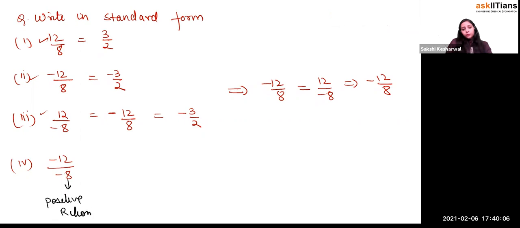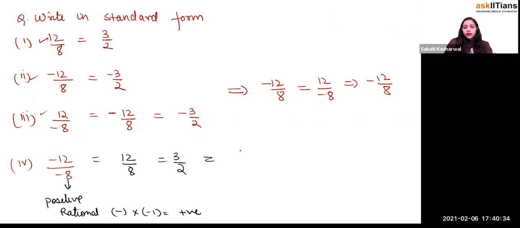And later on, you will be learning that negative into negative is positive, right? You will be learning that this is positive. So this is minus and minus, and this can be written as 12 by 8, which equals 3 by 2.